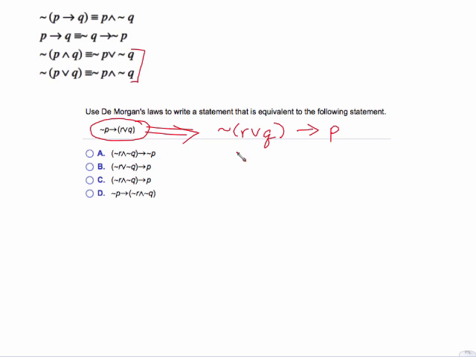Now I can use De Morgan's law in terms of the negation in front of this parenthesis becomes not R and not Q, and then P. So let's see if we've got that here. We've got not R and not Q, but we've got not P there. That's no good. Not R or, no good. Not R and not Q to P. And that's what we have right there.